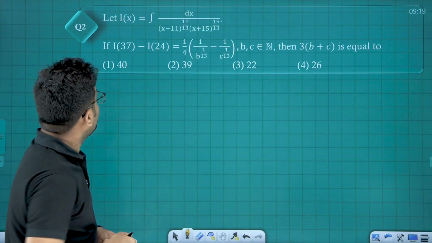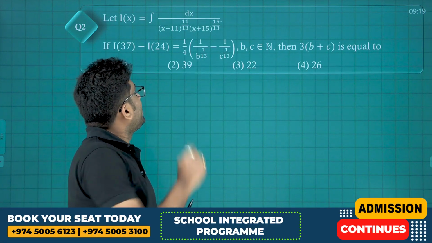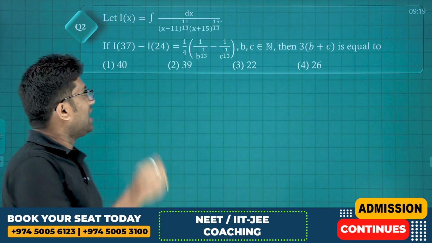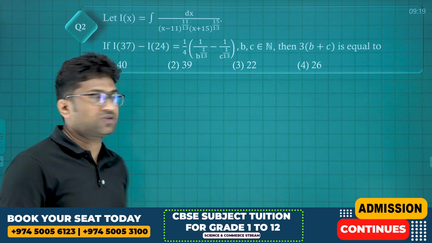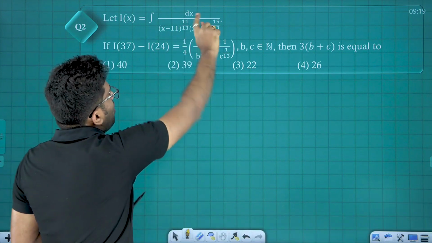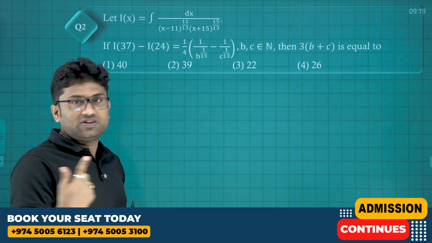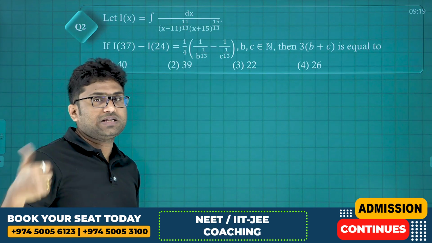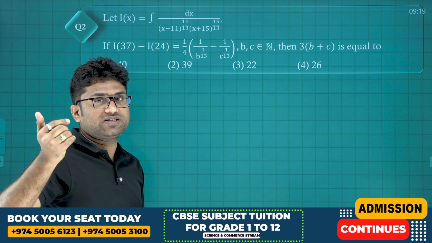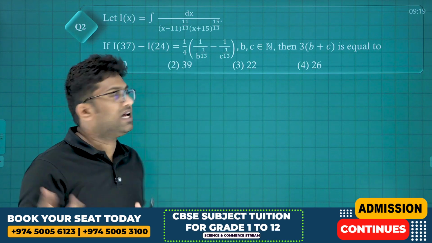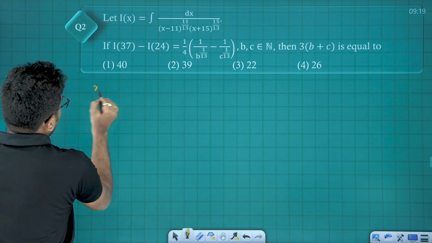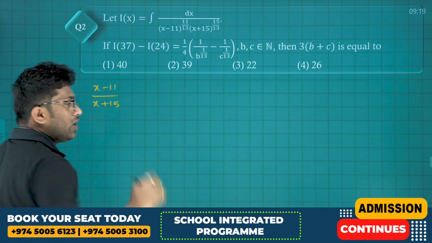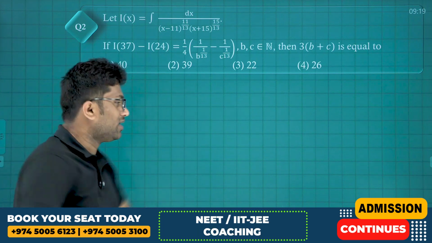Next question. I of x equals integral dx by, one of the most standard integral problems. See guys, half the sum of the numerators will be the denominator. Half of 11 plus 15 is 26, half of 26 is 13, which is the denominator. In that case, what do you take? You just take one random expression, x minus 11 divided by x plus 15, or x plus 15 divided by x minus 11. Anything is fine.